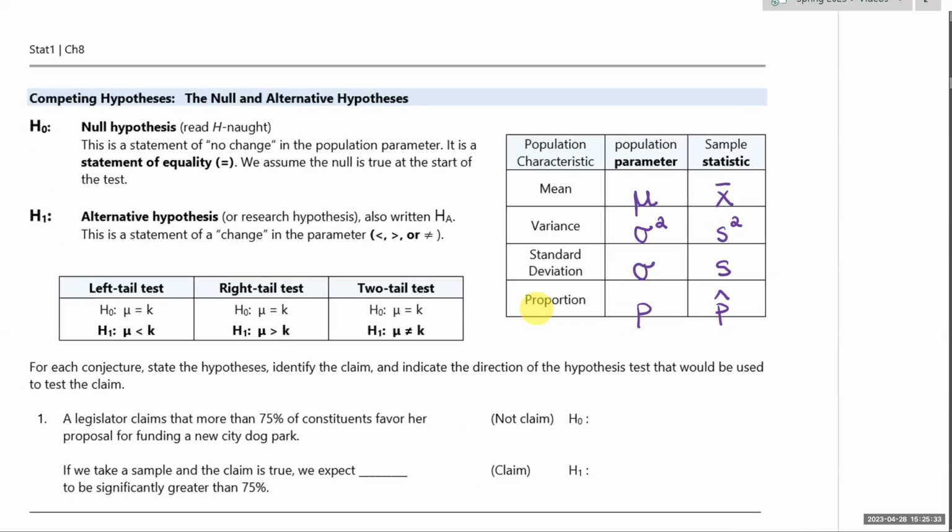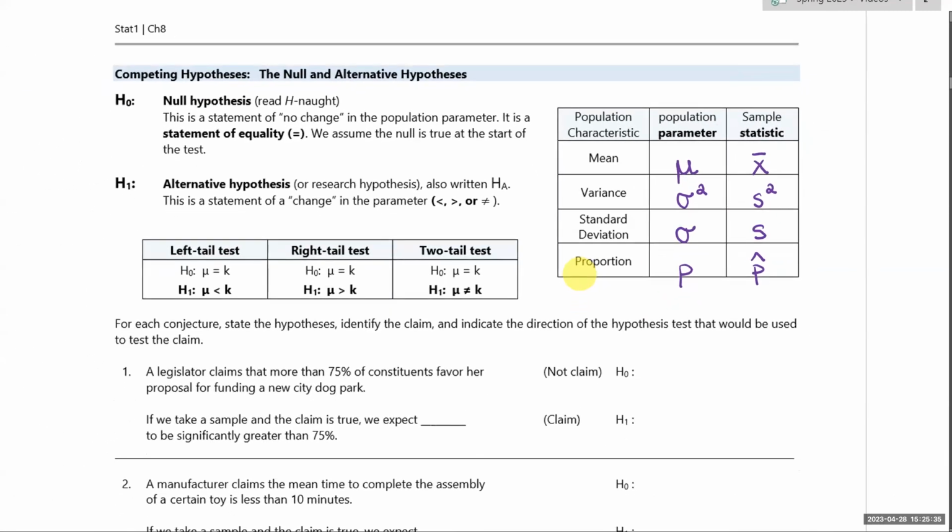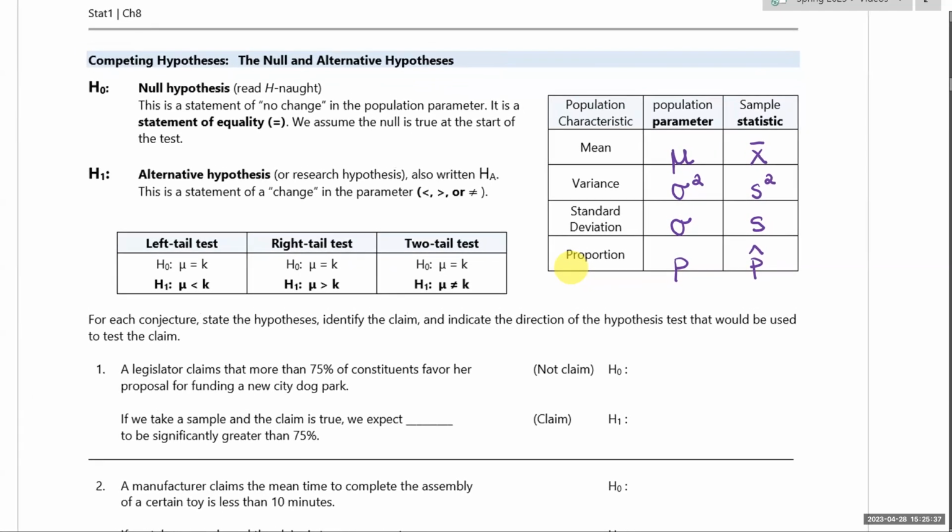All right, and then we're ready to write our hypotheses. So the null hypothesis, H subscript 0, the alternative hypothesis, H subscript 1. Just going to make a note here, the alternative hypothesis, also called the research hypothesis, some books will write it H subscript A for alternative. Either one is totally correct. We tend to use this one though. So H1 for alternative.